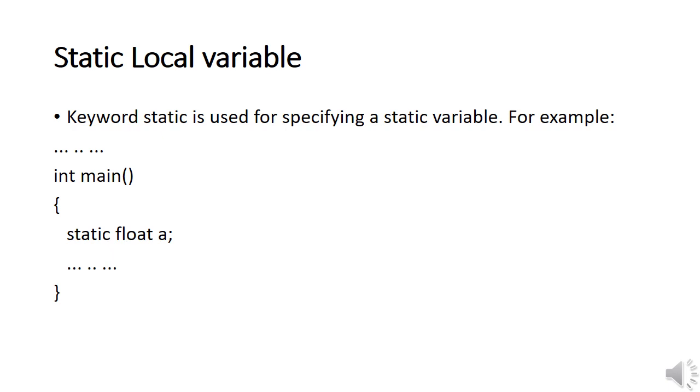The third category of storage class is static local variable. A keyword static is used for specifying a static variable. Here you can see an example. When I declared a variable A, I have used static before that variable, that is static float A. This way we are defining a static local variable.